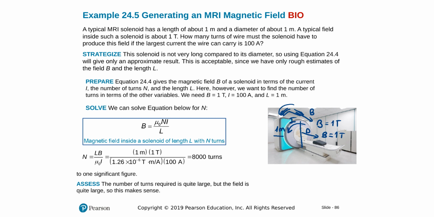How many turns of wire must the solenoid have to produce this field if the largest current the wire can carry is 100 amperes? So our current is 100 amperes. What is N? That's what the question is asking. This is our equation. We rearrange it, solve for N. Kind of plug and chug question. But it's a neat application that we always use to map the body of a person, especially soft tissues, to understand if there's any problem or what kind of problem they might have.